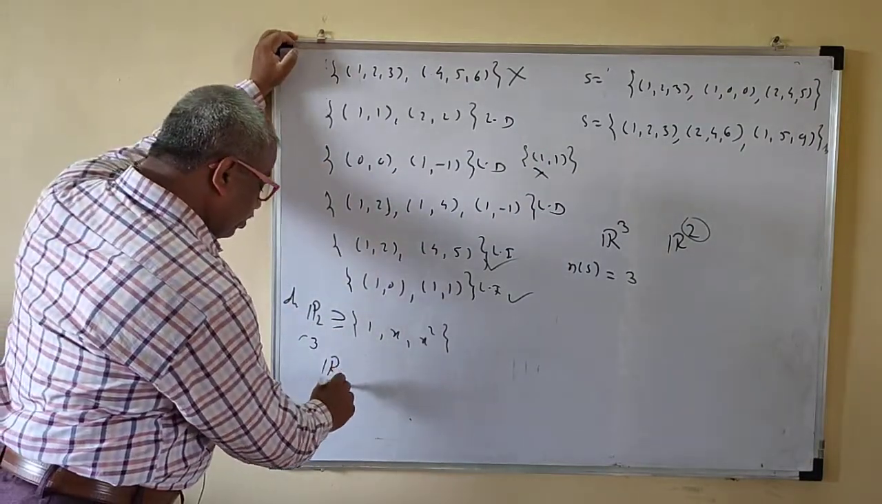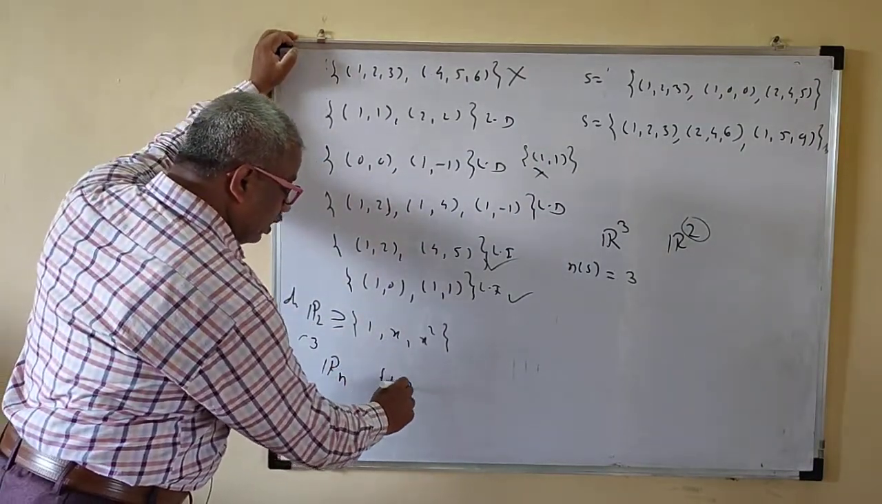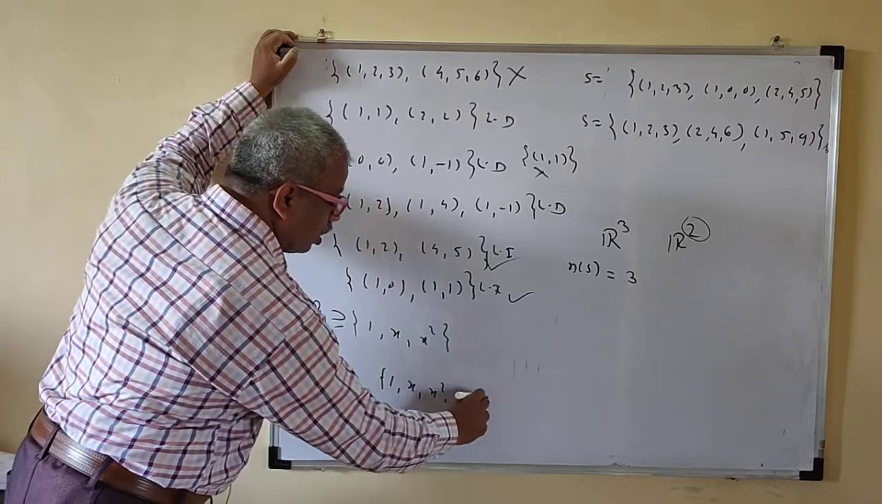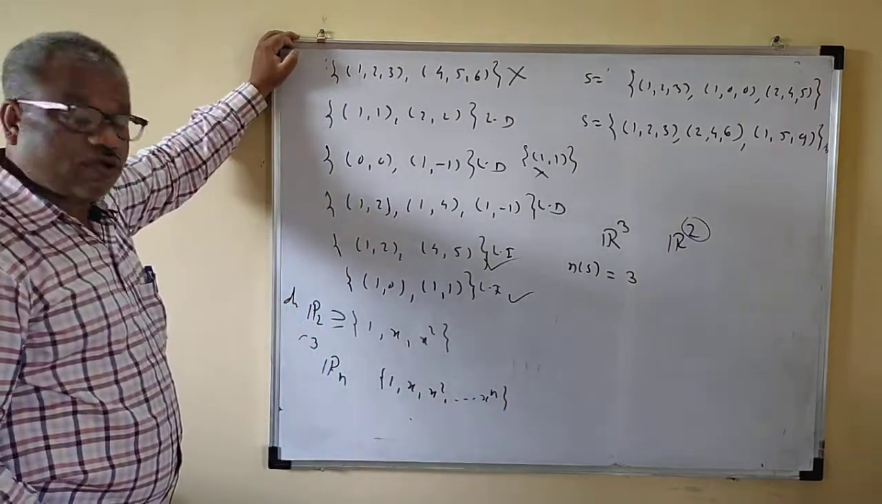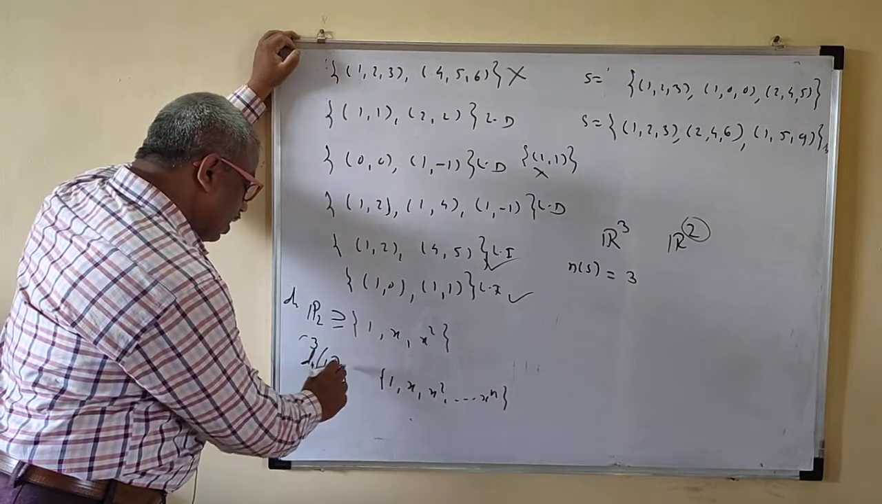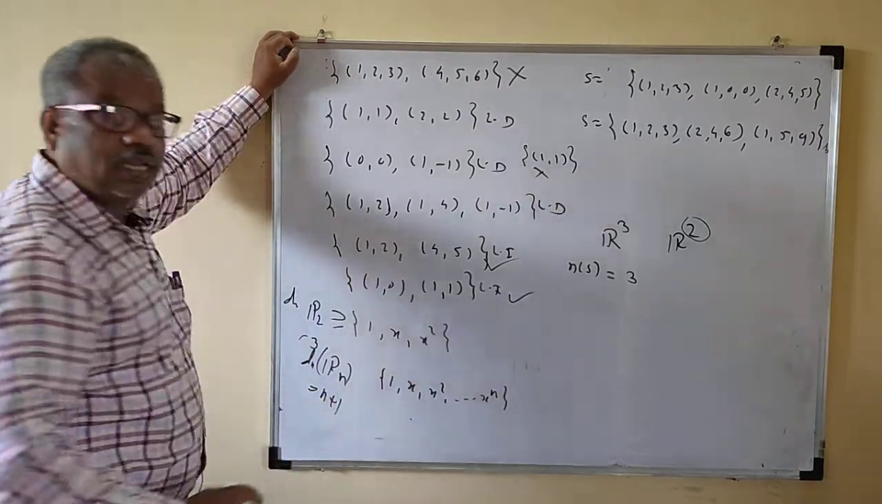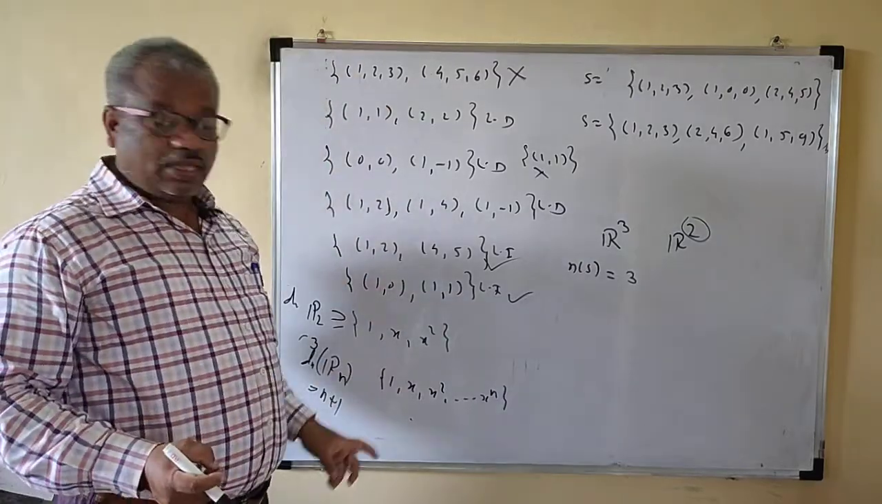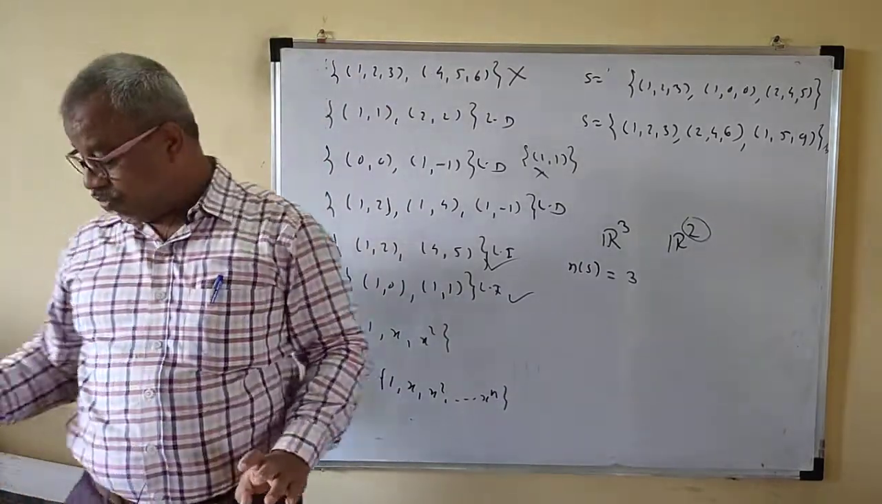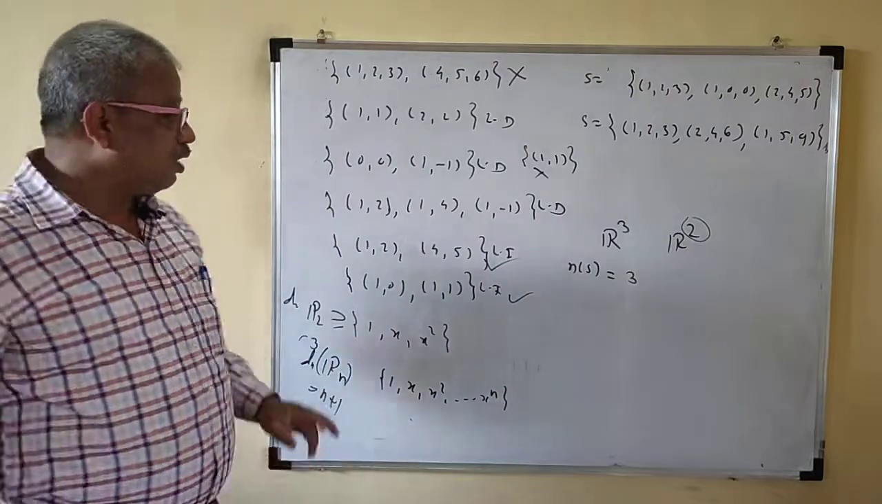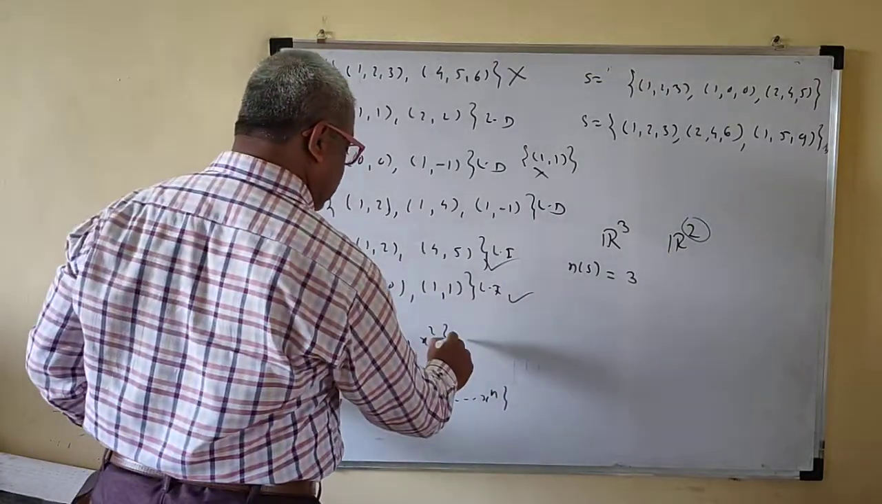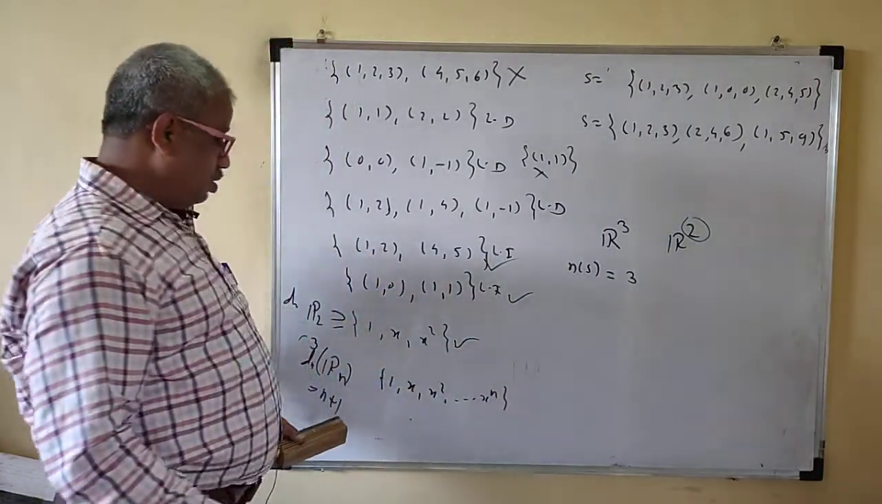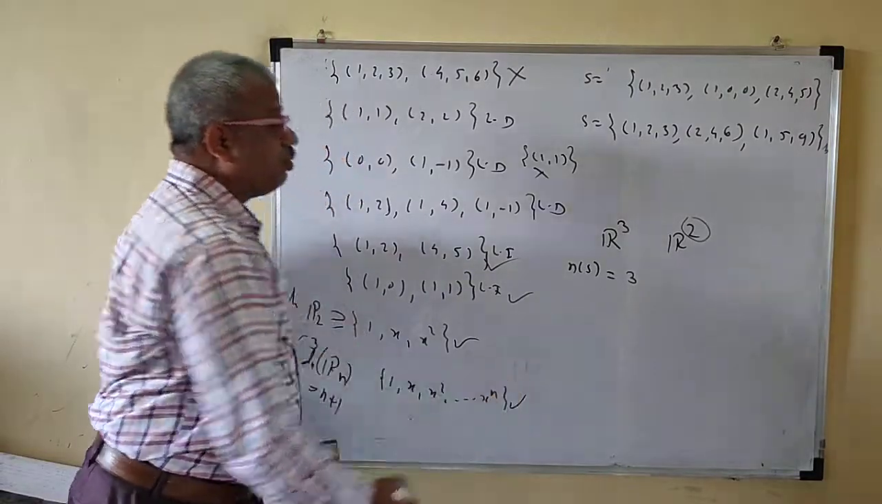Suppose you have Pn. Then 1, x, x square, up to xn is the standard basis of Pn, and the dimension of Pn is n plus 1. Pn is the set of all polynomials of degree less than or equal to n. Its dimension is n plus 1. Note that. So this set is linearly independent, so this is also a basis. This is the standard basis of this one.